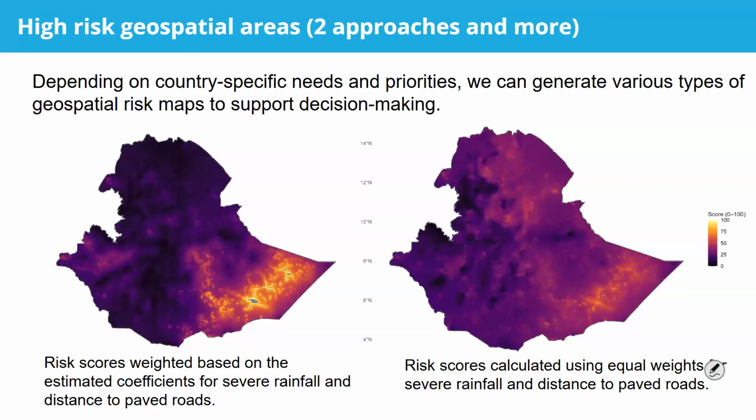So on the right side, the distance to paved road has a big influence, so that the southern part of Ethiopia is having a high score, meaning high risk. And on the left side, we just put an equal weight on the severe rainfall and the distance to the paved road. So it becomes more neutral, but it's not based on the model. So it depends on the purpose and demand from the country. Of course, there are many different ways to do it. So we are discussing with Ethiopia what kind of product is most essential for them for planning.